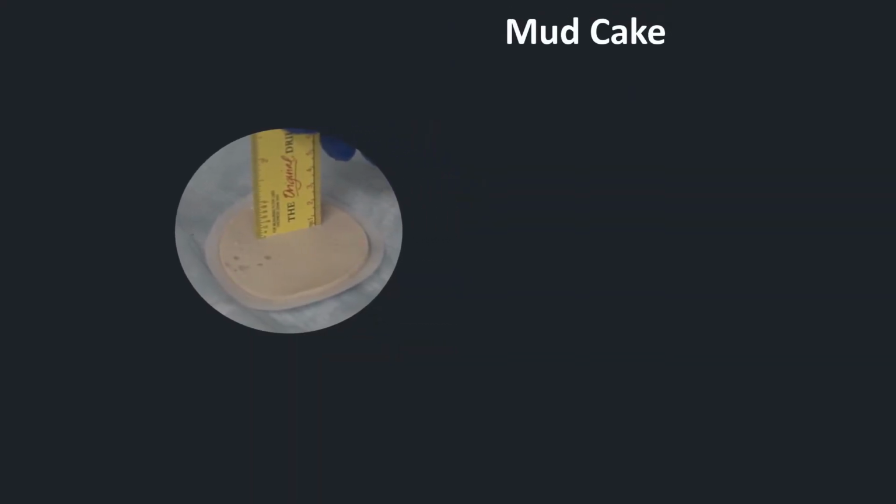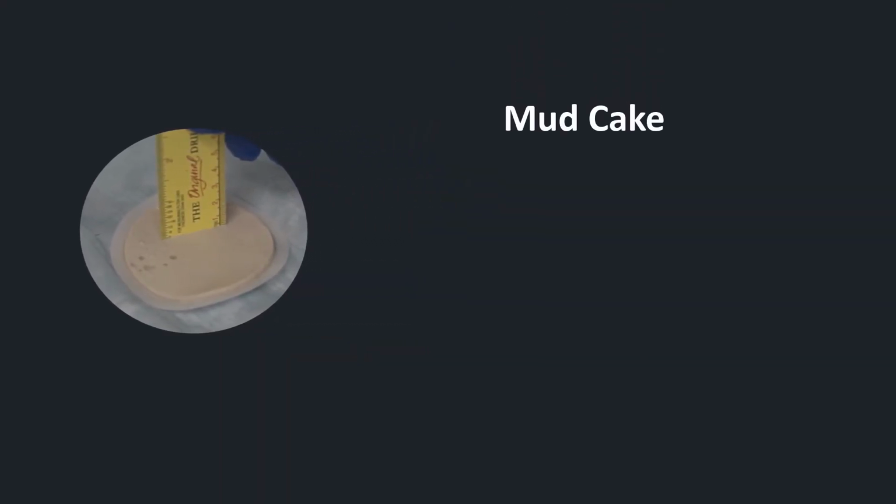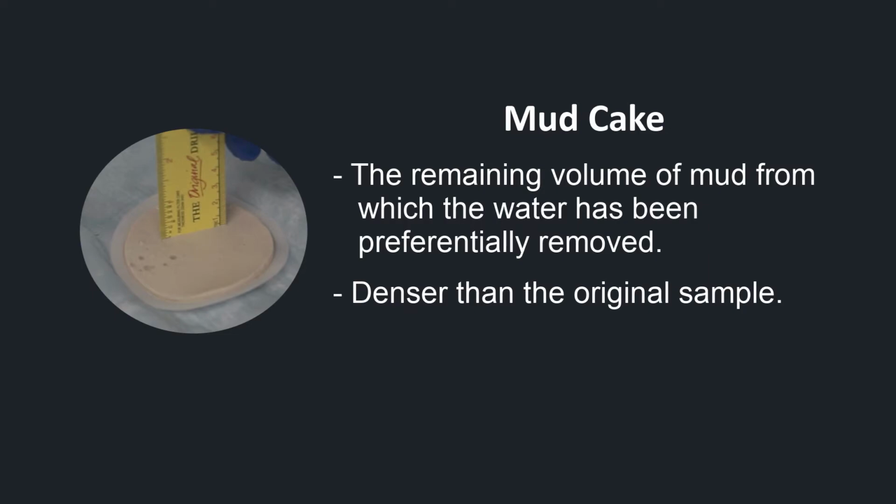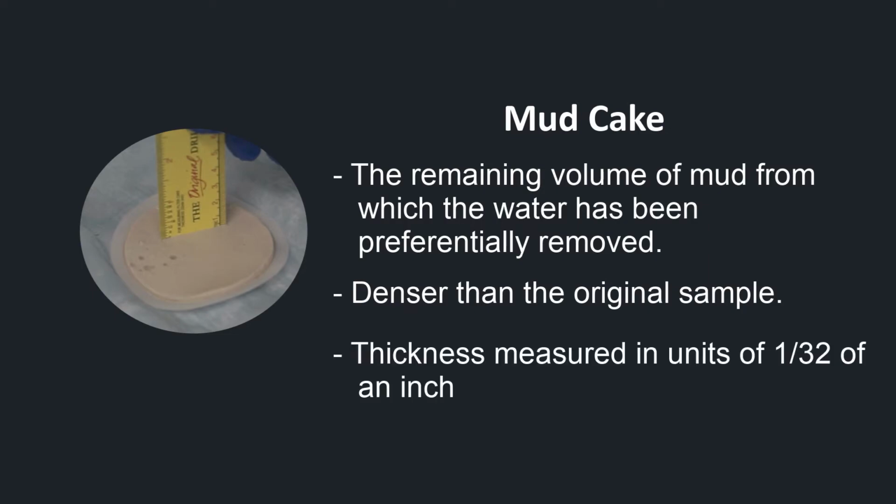The excess liquid mud is discarded, and after a short rinsing to remove the remaining liquid mud, which is the remaining volume of mud from which the water has been preferentially removed. The filter cake is thus far denser than the original sample. Filter cake thickness is measured in units of 1/32 of an inch.